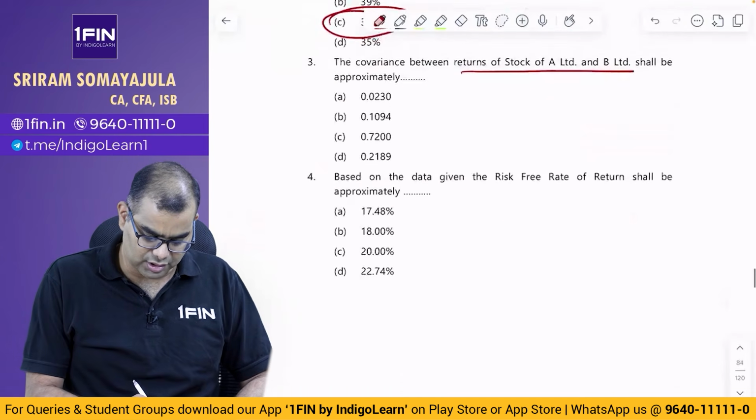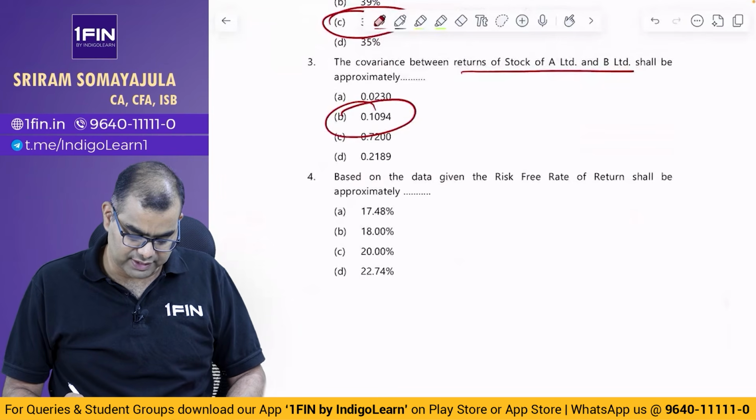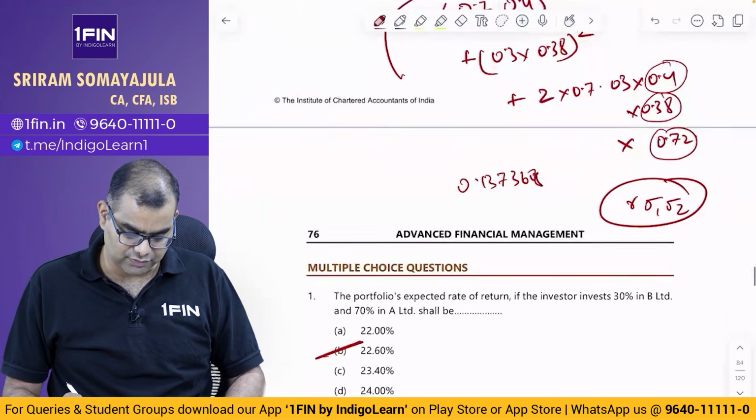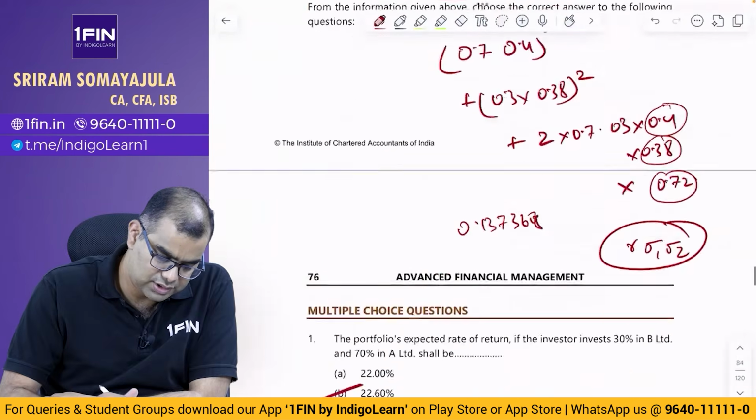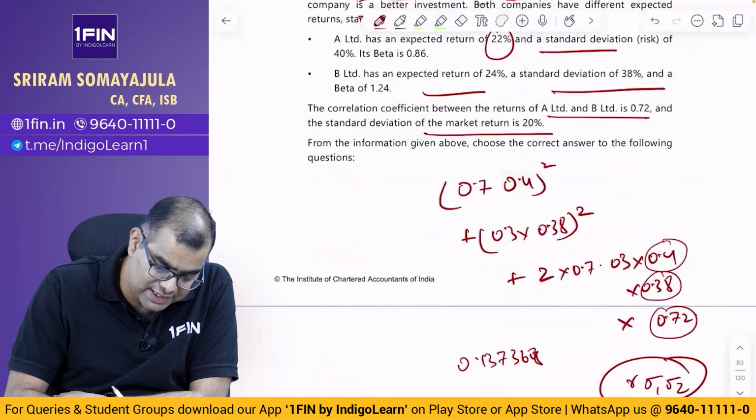0.10944. Correct. Then based on the data given, the risk-free rate of return shall be approximately how much? What is the risk-free rate of return? What is the return of the market? We've got the standard deviation of market.